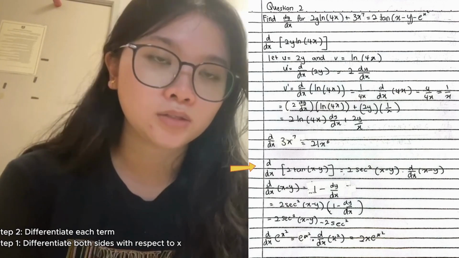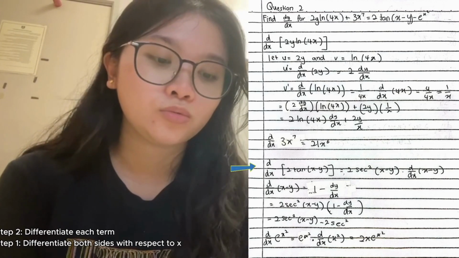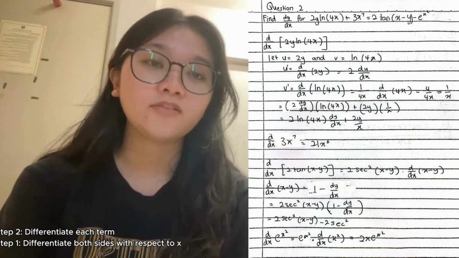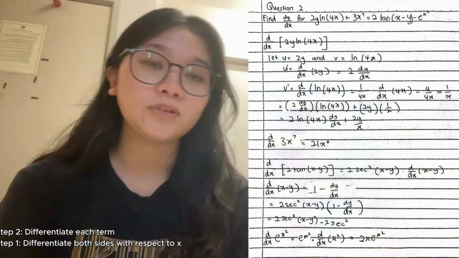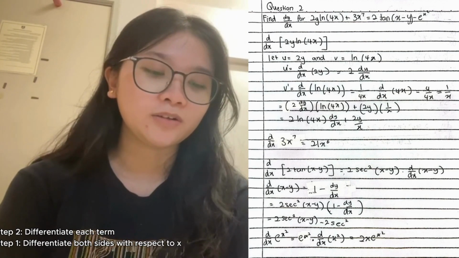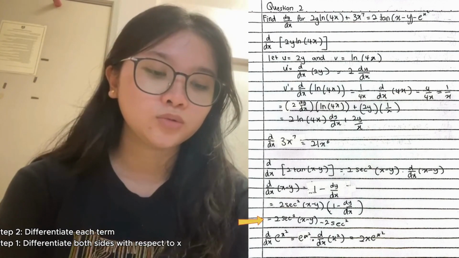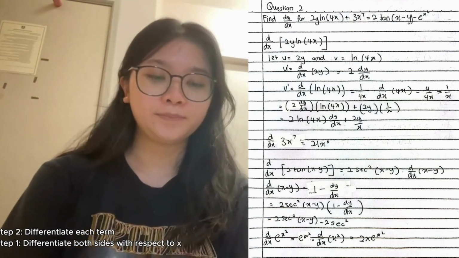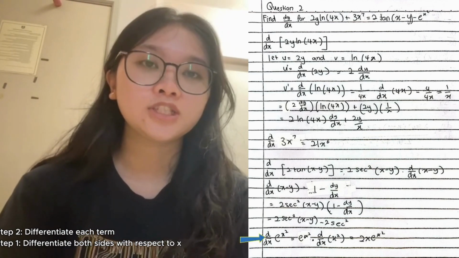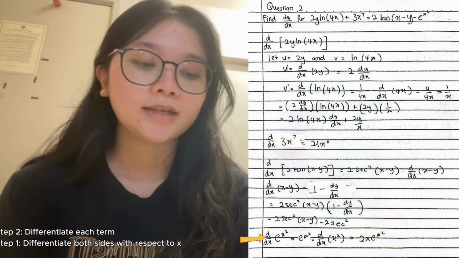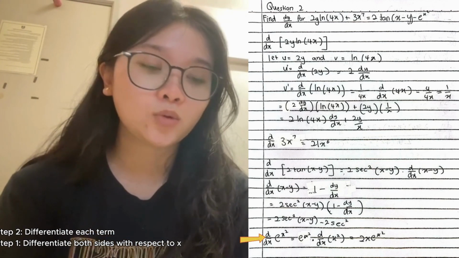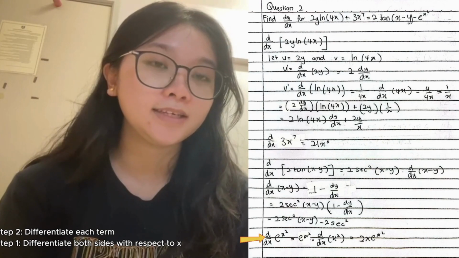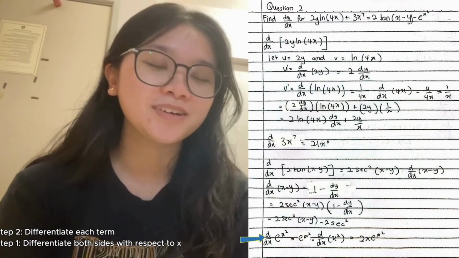And x minus y turns into 1 minus dy/dx. After the simplifications, the final derivative is 2 sec squared (x minus y) minus 2 sec squared. For the final term, we use the chain rule also. So e to the power x squared gives 2x e to the power x squared.